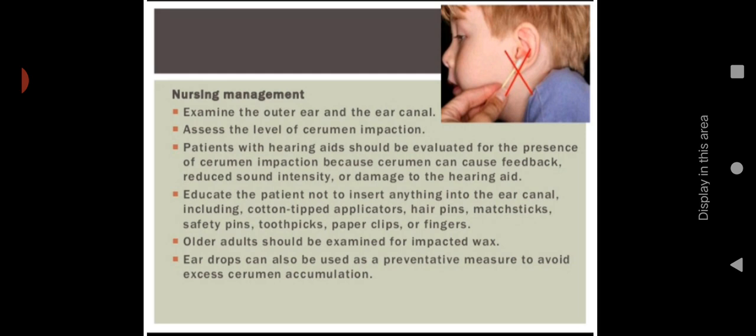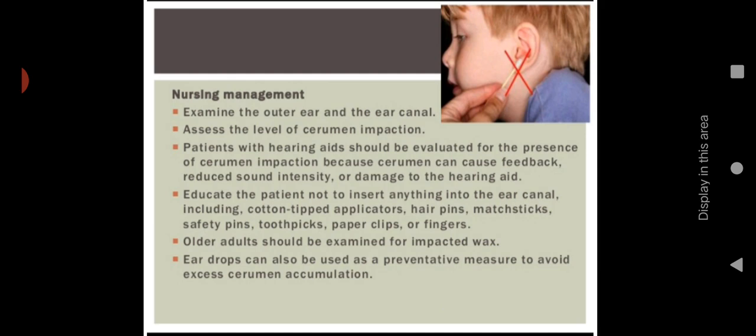If the person is using a hearing aid, then you should also examine the hearing aid to see whether any cerumen has obstructed it. Educate the patient not to insert anything into the ear canal, including cotton-tipped applicators, hairpins, matchsticks, safety pins, toothpicks, paper clips, or fingers. These are the organic and inorganic substances which can irritate the ear canal and also the auditory passage. So try to avoid them.